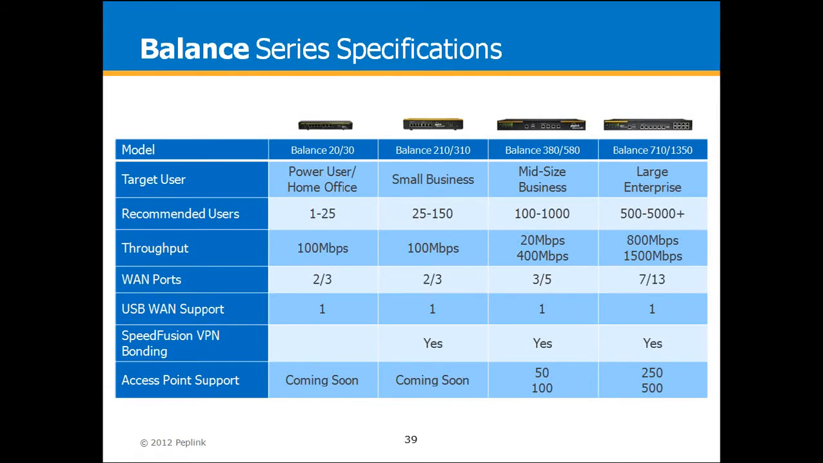And for larger enterprise networks, we have our Balance 710 and 1350. The 710 will actually handle 800 megs continuous throughput, while the 1350 can do a gig and a half of throughput. 710 having 7 WANs, and the 1350 supports 13 independent WAN connections. And of course, you can manage even more access points with these devices.